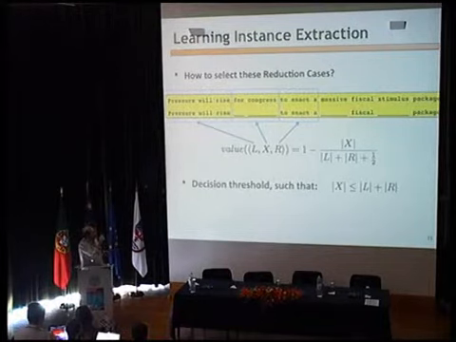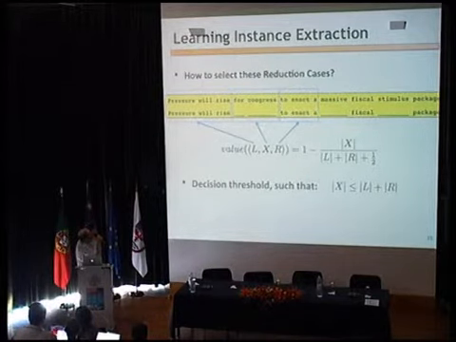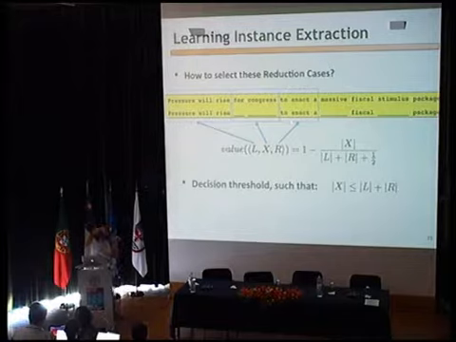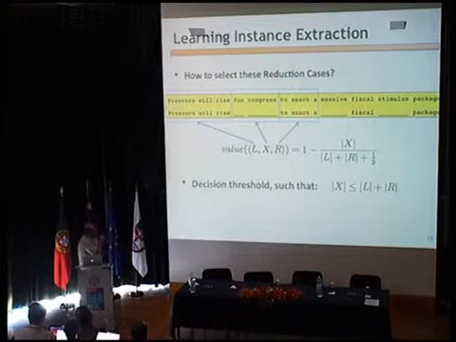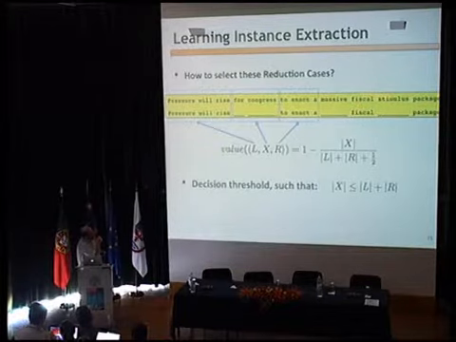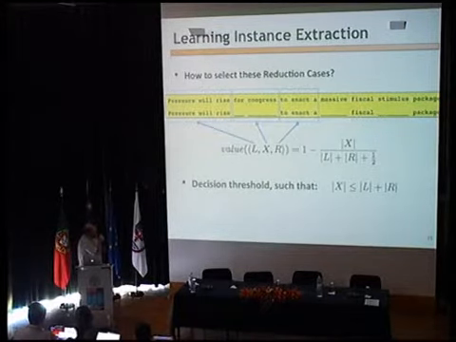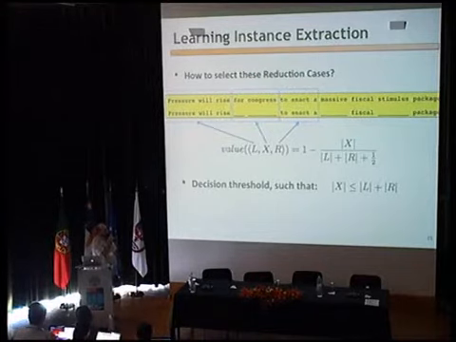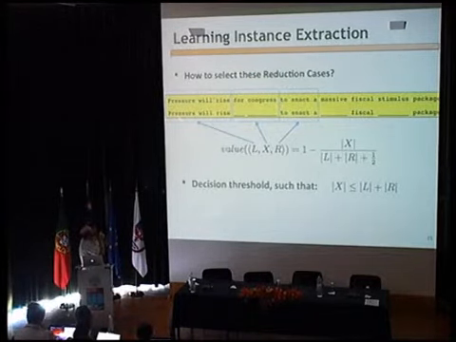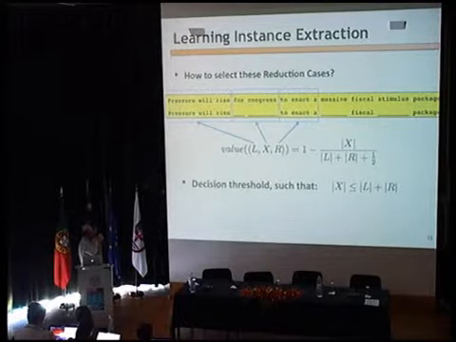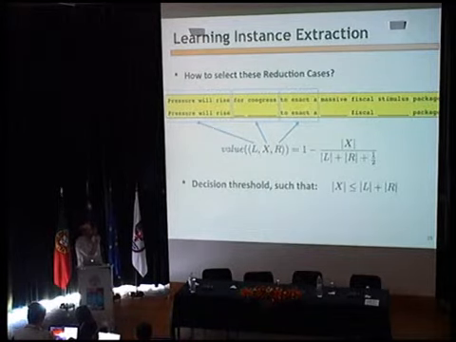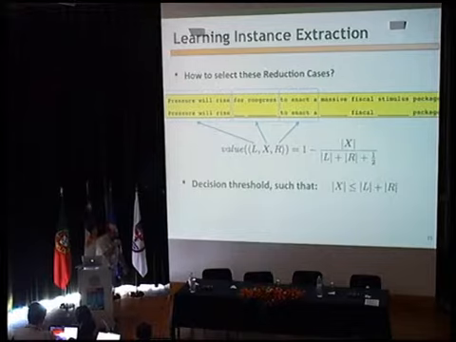Another issue we had to work with was how to select the best reduction cases. As you can see in this example, we have three reduction cases. But maybe this reduction case here is not as important as this one. So we propose a function which depends on the length of the left segment, the right segment, and the middle segment. With this function, we can make decisions about the conditions under which we extract a reduction case.